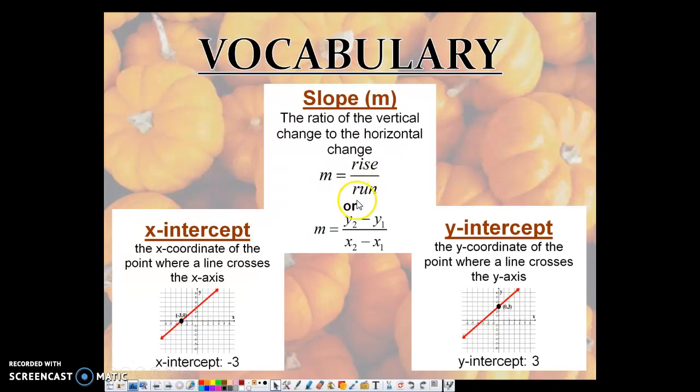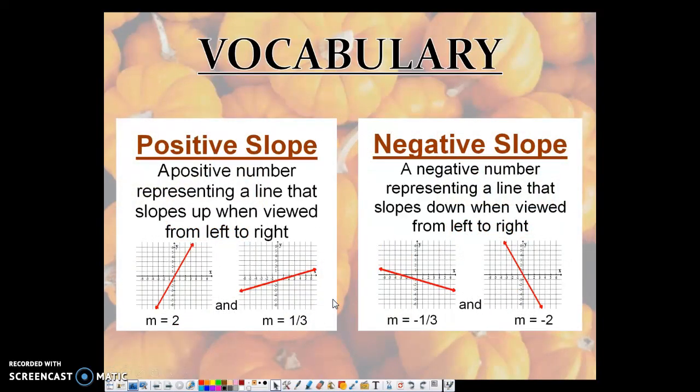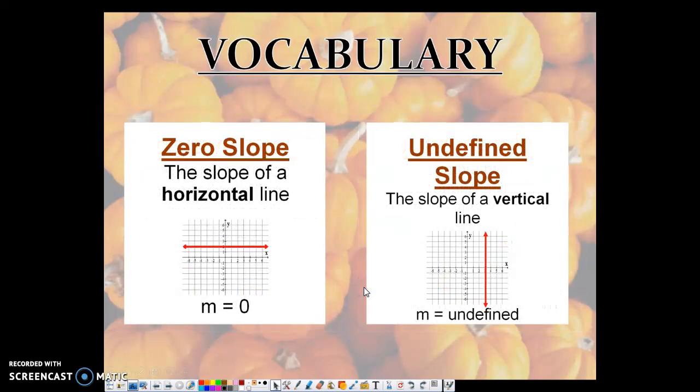Slope is rise over run, or y2 minus y1 over x2 minus x1. The y-intercept is where the line crosses through the y-axis. A positive slope, when you read it like a book, is going up. A negative slope, when you read it like a book, is going down. A zero slope is a horizontal line. Undefined slope is a vertical line.